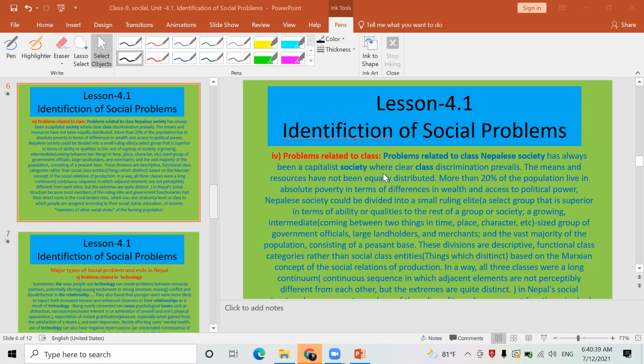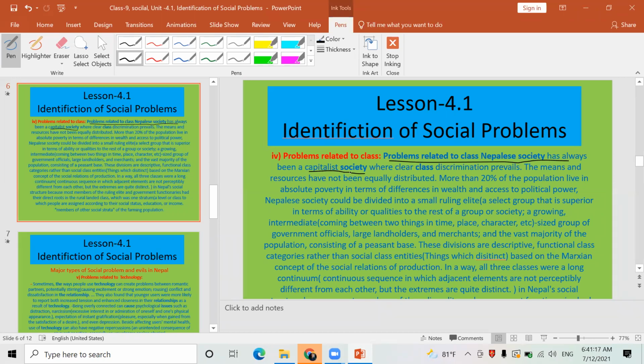A high class family means what? A person who is from a very rich family. Look here, problem related to class. My digital pen is not working properly. Nepalese society has always been capitalist. I want to highlight this capitalist society where clear class discrimination prevails. What sort of society do we have? In our nation, there is a capitalist society.